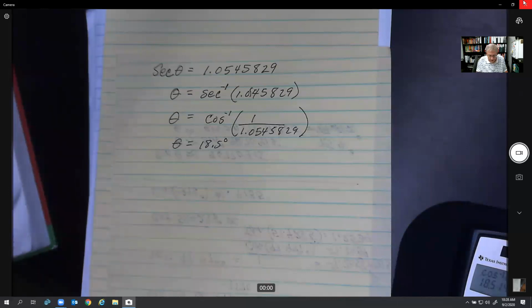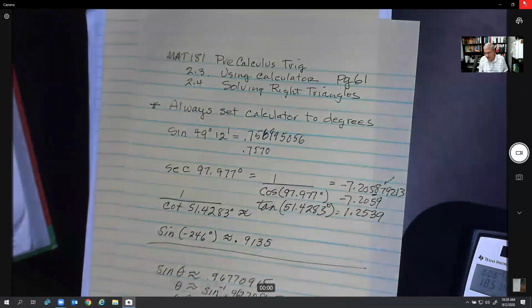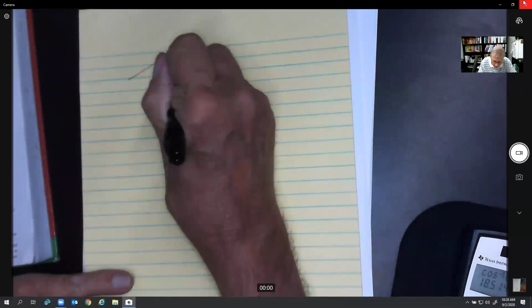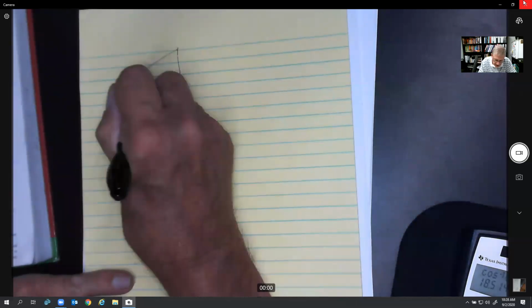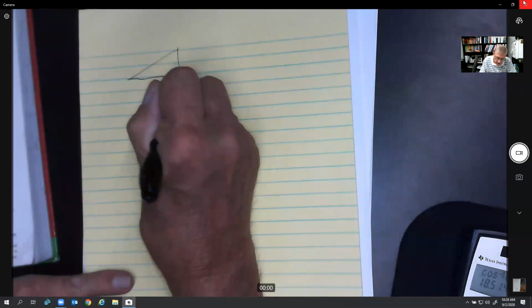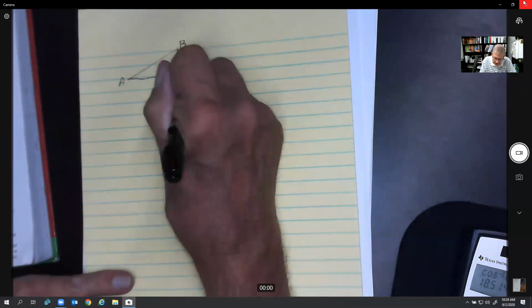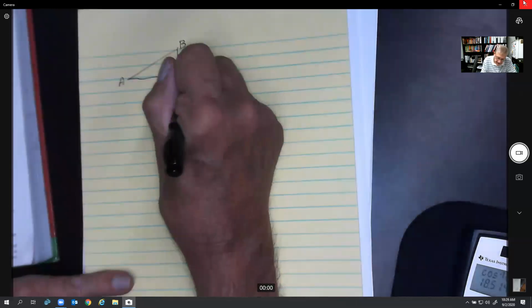Okay, the next section I want to cover is solving right triangles, the heart of algebra right here. Solving right triangles. So take a look at section 2.4. Let's look at example 1. I usually stretch my triangle like this, kind of a generic one, right triangle here. This would be side A. This is B. C is always your right angle.